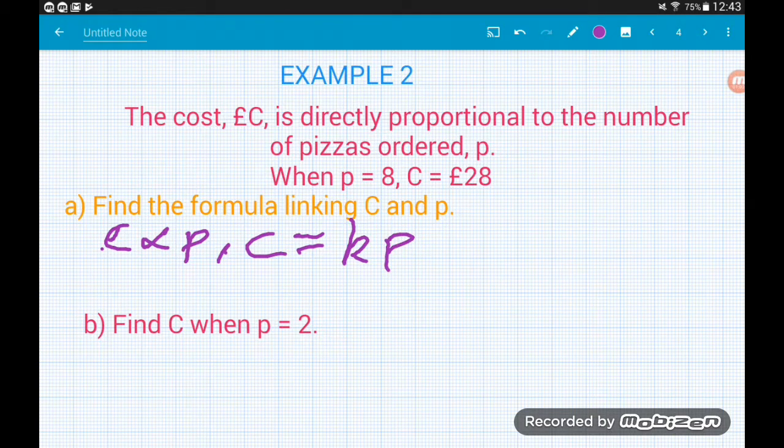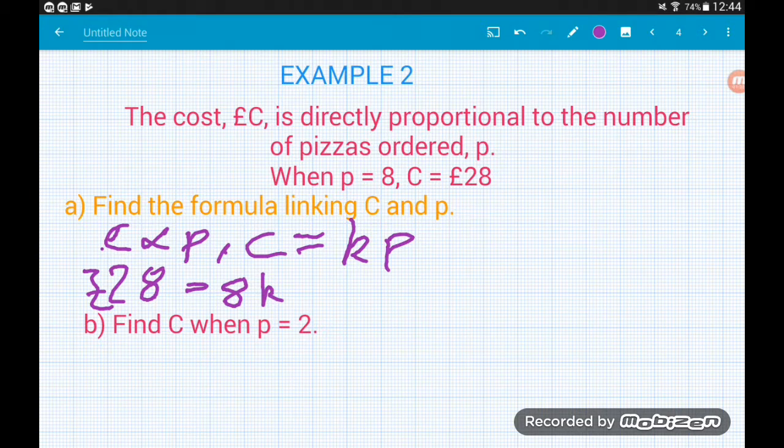Okay, so that is that long sentence turned into a really nice short equation. Now we use the initial conditions. So when P equals 8, the cost is £28. In other words, when we order 8 pizzas, it's going to cost us £28. So if we substitute that in, we get £28 is equal to K times 8, or 8K.